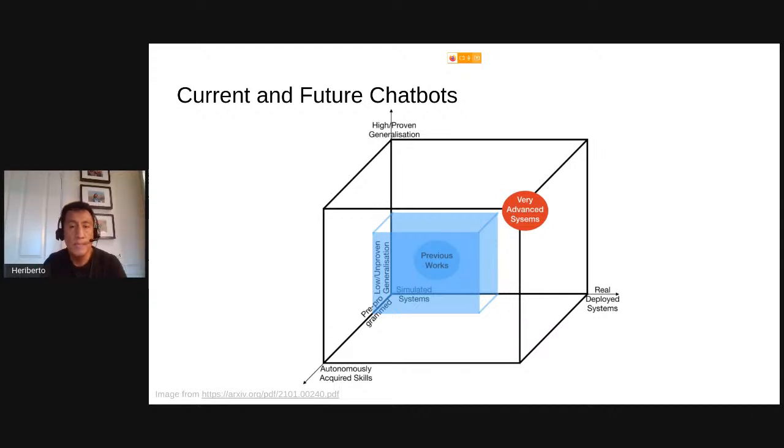The research work that has been done is roughly within this blue area. Yeah, there are some deployments, maybe one can stretch this blue part a little bit more if one can think of some real deployed systems. But their levels of generalization are not so high, and their levels of self-learning are also not so high either, or they are none. So the type of systems that I believe we will see in the future are those systems that will go away in these three different dimensions, and that's something that I would call very advanced systems.